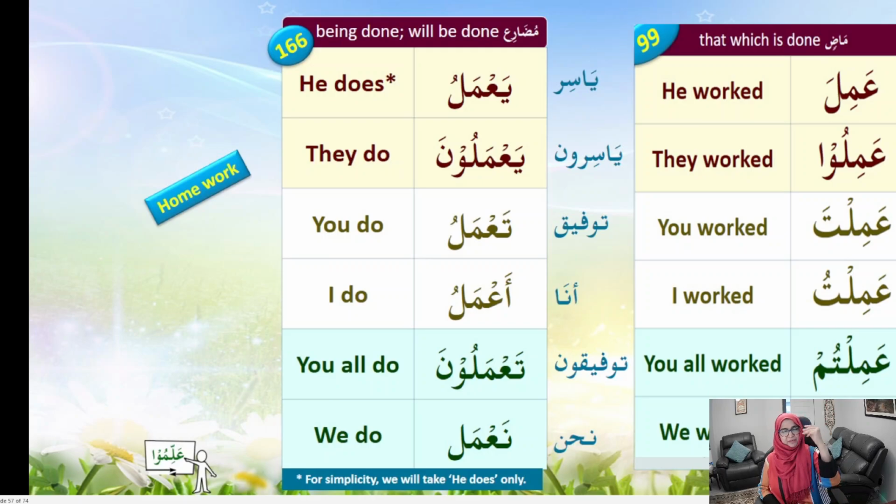So you should be able to say it quickly. Amila, amilu, amilta, amiltu, amiltum, amilna. You should reach that stage of saying it quickly. Any word given to you, you should say it fast. You should become better than me. All right. So now mudari', same thing. You should be able to tell me.